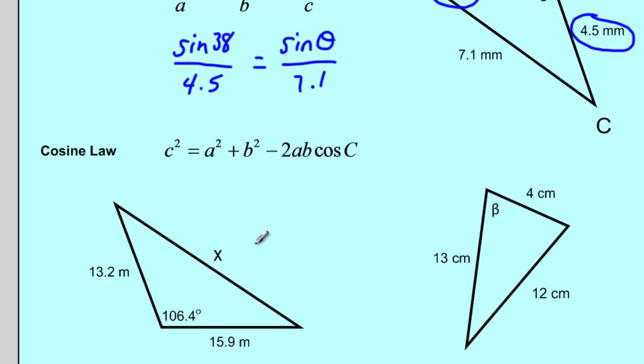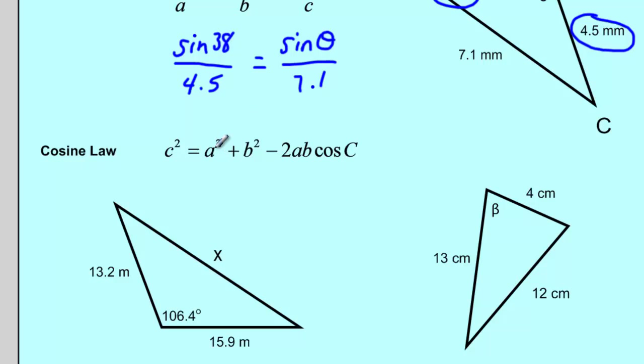Well, if this is the case, then we can use the cosine law. So the cosine law states that for a side c, let's say, or in our example it would be x, x squared or c squared equals a squared plus b squared, or the other two sides squared, minus 2 times side A times side B, and then times the cosine of angle C.